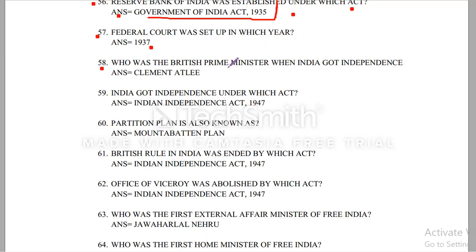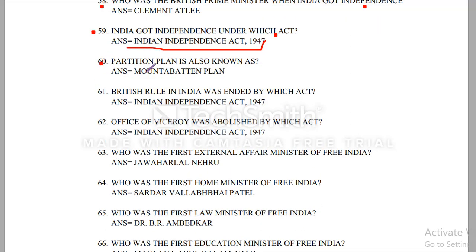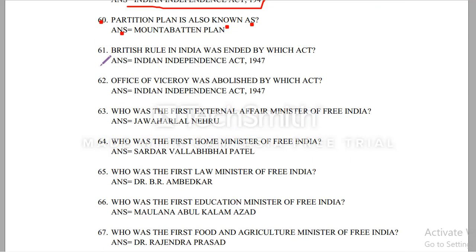Next question. Who was the British Prime Minister when India got independence? Answer is Clement Attlee. Next question. India got independence under which act? Answer is Indian Independence Act of 1947. Next, partition plan is also known as Mountbatten Plan. Next question. British rule in India was ended by which act? Answer is Indian Independence Act of 1947.